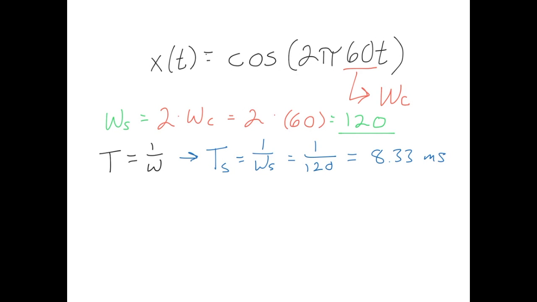So to review, we wanted to calculate the Nyquist rate and the sampling interval of our continuous signal. So we calculated the Nyquist rate by multiplying the maximum frequency of our signal by 2, and then took the inverse of our Nyquist rate to find the sampling interval.